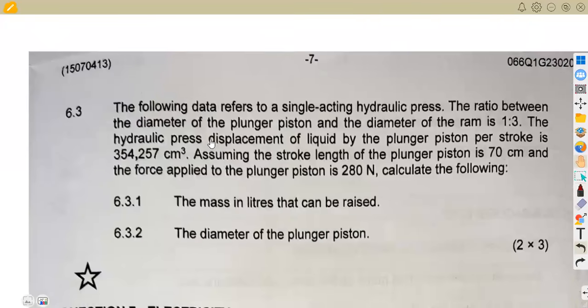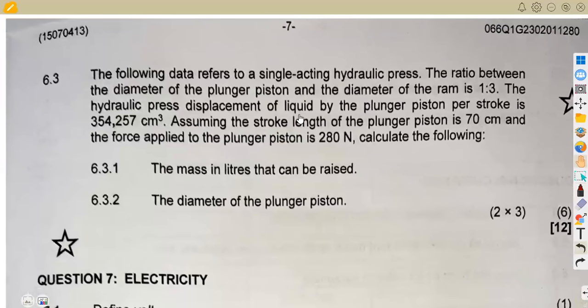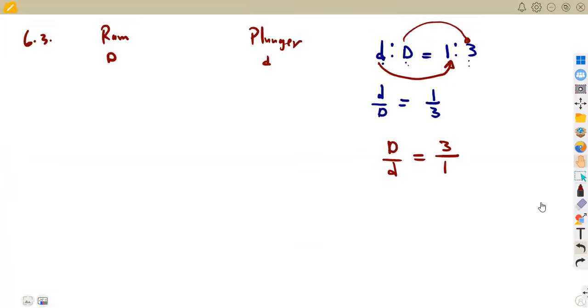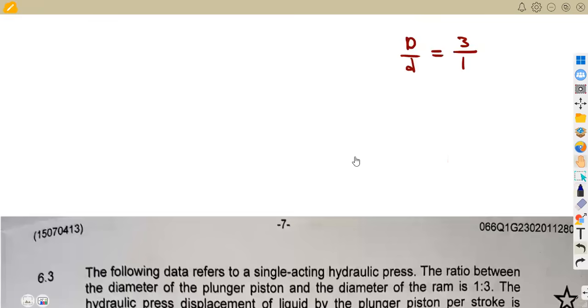Then we are given the hydraulic press displacement of liquid by the plunger piston per stroke. We are given the volume on the plunger, 354.257. So on the plunger side, we are given the volume of 354.257, and this is in cubic centimeters as we are given there.